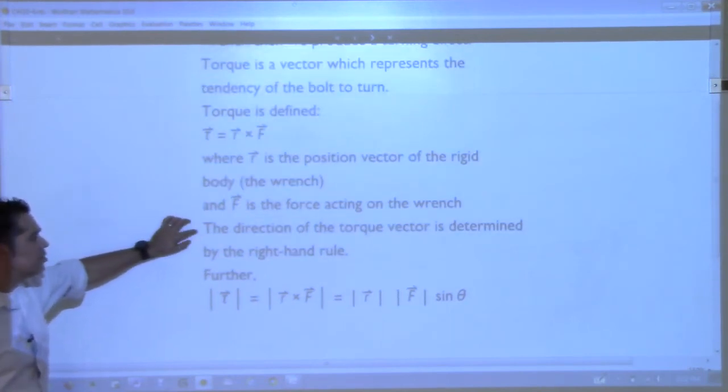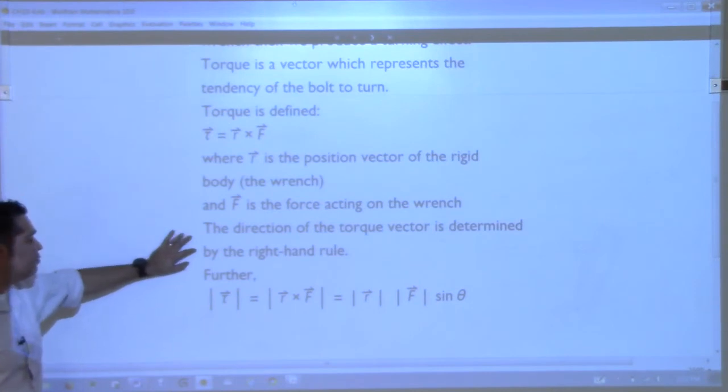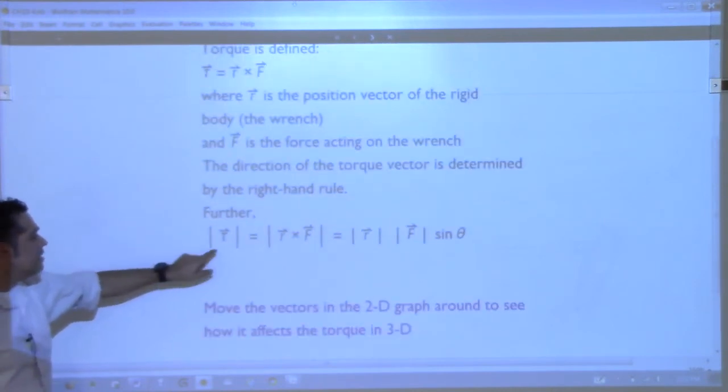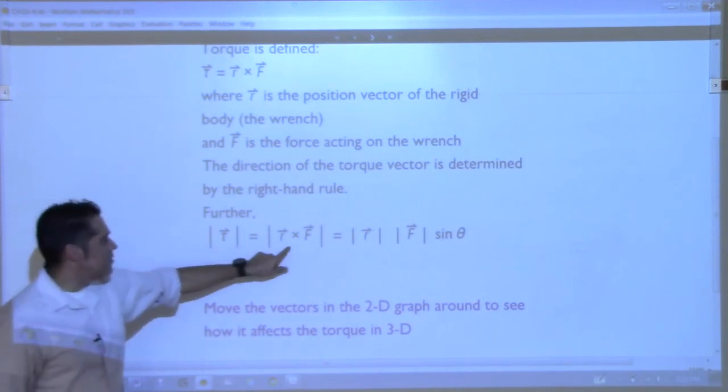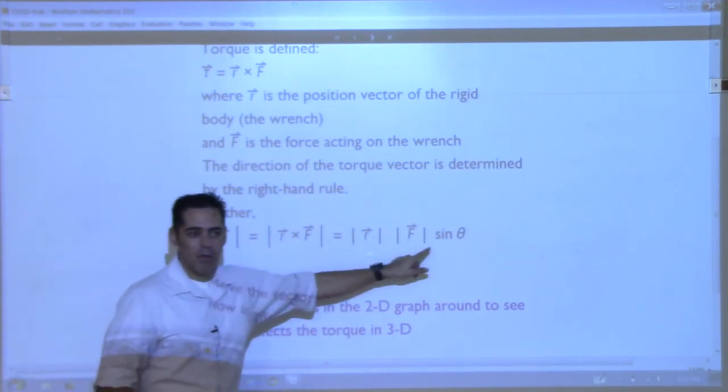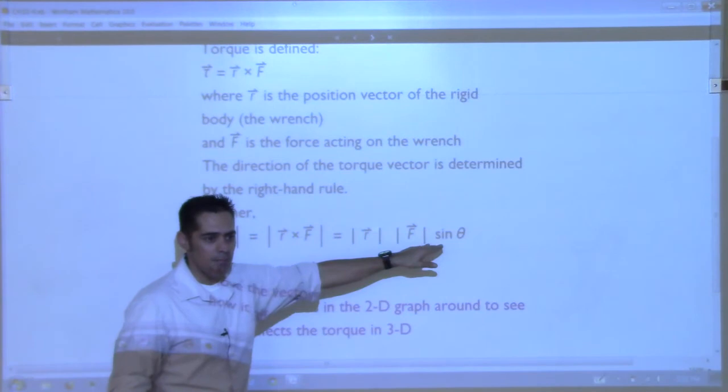The direction of the torque vector is determined by the right-hand rule. Further, the magnitude of the torque is the magnitude of the cross product, which is this formula I showed you a little while ago, which came from a theorem, right?